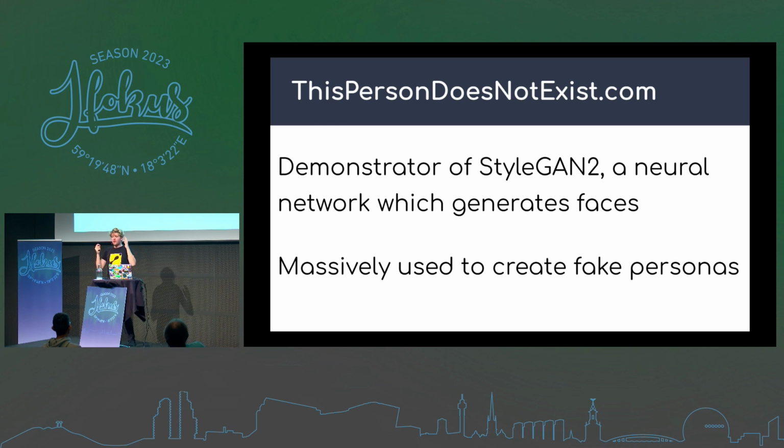So, thispersondoesnotexist.com. It's a demonstrator of something, a neural network called StyleGAN2. And it's what it says. It's a generator that generates faces in that case. StyleGAN2 is a network made by NVIDIA. They made the model public, and some guy decided, let's create a website where every time people refresh, it generates you a new face. So we are going to use that also as an excuse to explain how this kind of system works, because it's super interesting and it's not as complex as you may think.